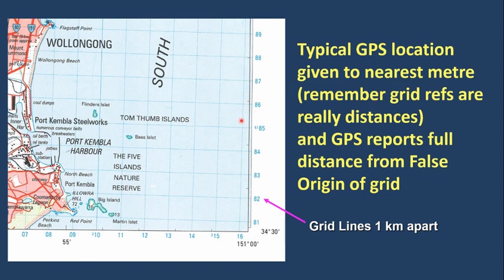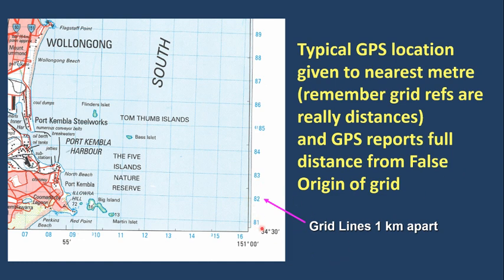So the coordinates that we get off our GPS system, if we actually use it to give a location and not just tell it to direct us somewhere, are actually distances to the nearest meter. And remember that all grid coordinates are also distances, but we've only typically been using them up till now to the nearest kilometre or the nearest 100 metres. So a GPS system reports the full distance, by that we mean to the nearest metre from the false origin of the grid, and it doesn't truncate any of that information. So it will tell you that in thousands or millions of metres.